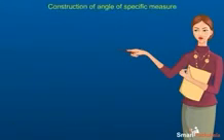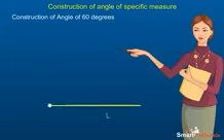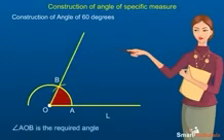Let us now learn to draw some angles of specific measure. 1. 60 degree. Step 1. Draw a line L of any measure. Step 2. Mark a point O on it. Step 3. With O as center, draw a semicircle of any radius. Let the semicircle cut the line at A. Step 4. With A as center and same radius, draw an arc that cuts the semicircle. Let it cut at B. Step 5. Join OB. Angle AOB is the required angle.